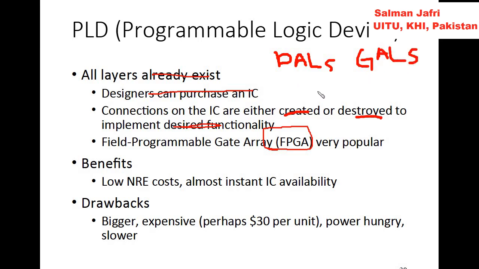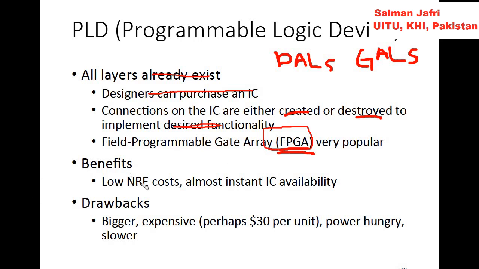All the arrays of gates are already built, and we make connections between the gates in order to carry out functionality. A bigger and more powerful example is an FPGA, like I've been discussing before, in which we can implement logic circuits as well as full soft core microprocessors.